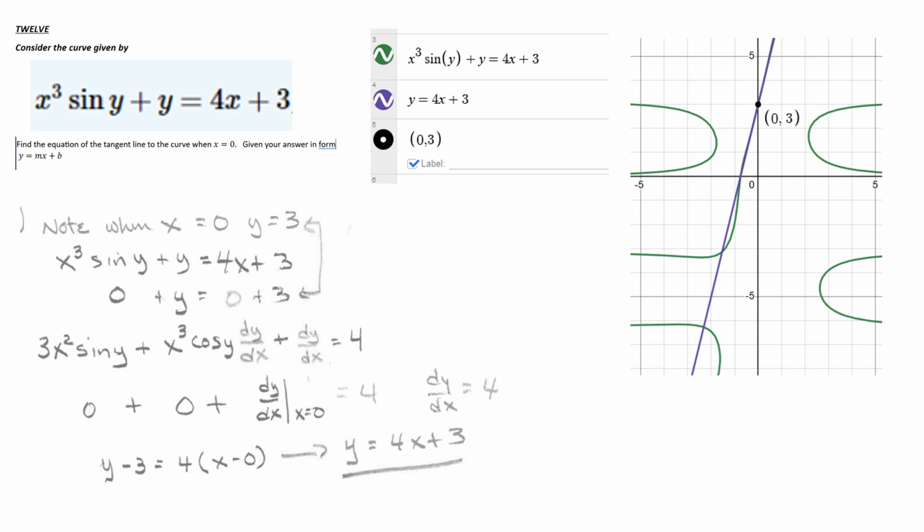But now you take the derivative using implicit differentiation, so it's 3x squared sine of y plus x cubed times cosine of y dy dx, plus then we come to this one, this is dy dx again, and that's equal to 4. And so we substitute x being 0: this is 0, this is 0, and you're going to have dy dx evaluated at x equals 0 is equal to 4, so the slope is 4, the point was (0, 3), and that means that y is equal to 4x plus 3. And the picture shows that that in fact is correct.